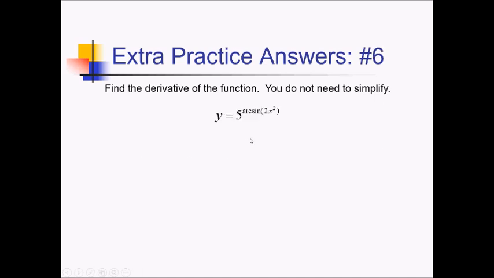On this one, I'm going to have to use the chain rule to take the derivative. My outer function is 5 to the something.